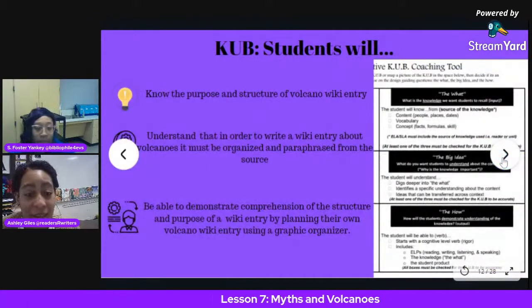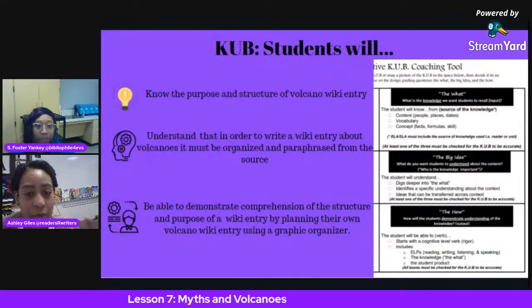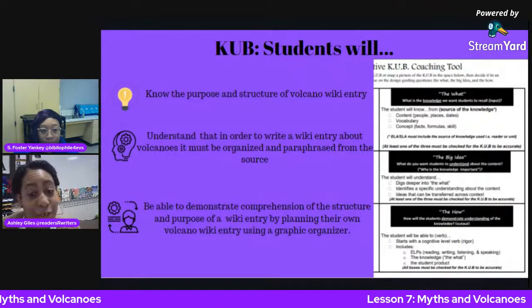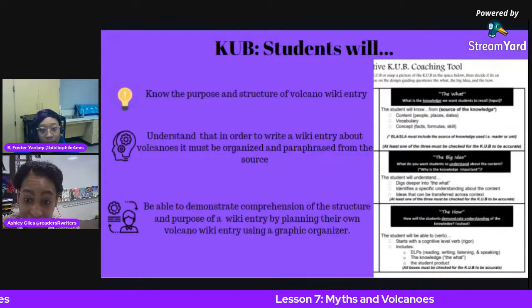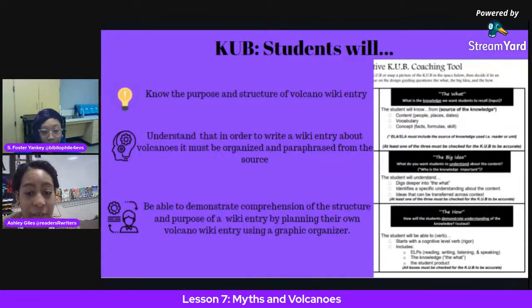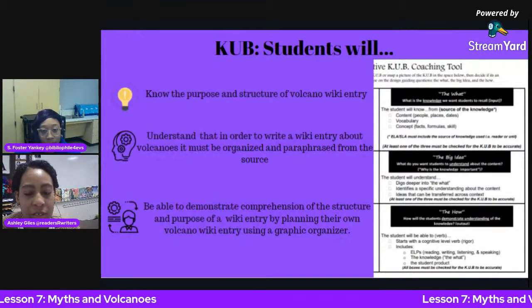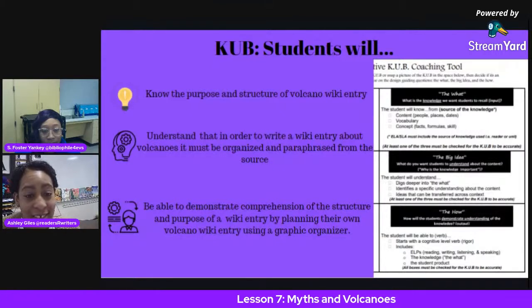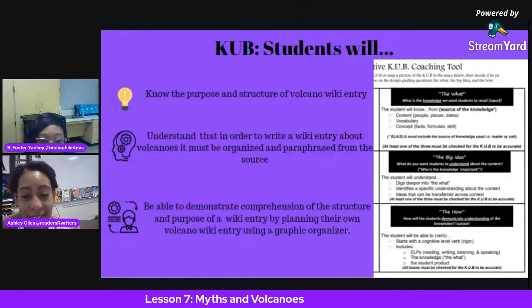So with that said, thinking about our assessment, what should they be able to do? They should be able to demonstrate comprehension of the structure and purpose of a wiki entry by planning their own volcano wiki entry using a graphic organizer. How does that sound to you? It sounds good. I'm looking at the checklist, making sure we have everything.